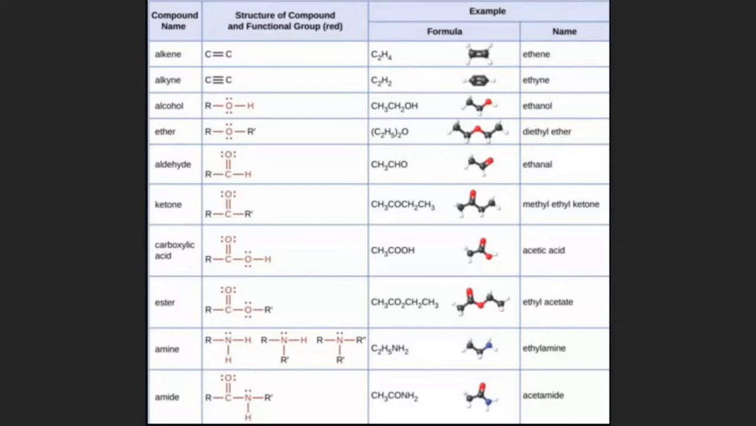This is a table from the book that shows functional groups, what they look like, how to recognize them, and gives an example of a molecule in which those functional groups appear. Let's go look at some drug structures and see if we can identify what functional group is present in those drugs and what that means.